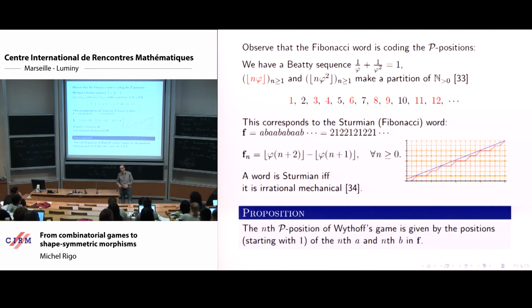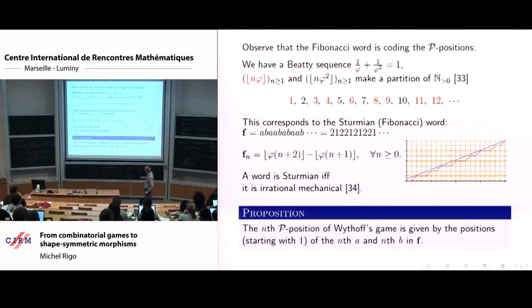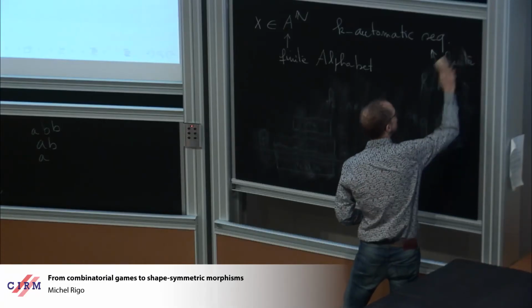And now, instead of Thue-Morse, this is really Fibonacci that will enter the picture. So at this point, I would like to convince you of the meaning of saying that the Fibonacci word is coding the P positions of the Wythoff game. So you just have to remember the exercise of yesterday.